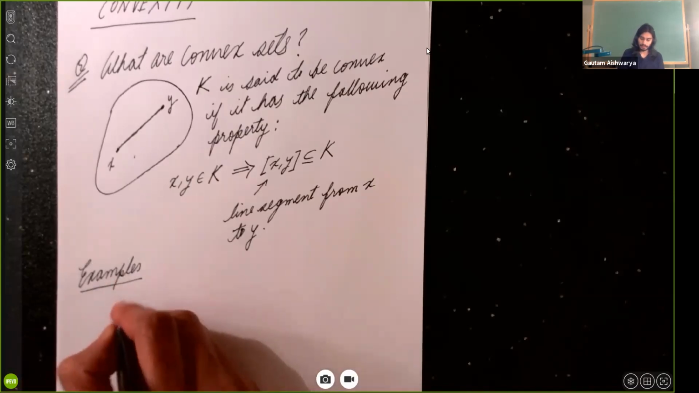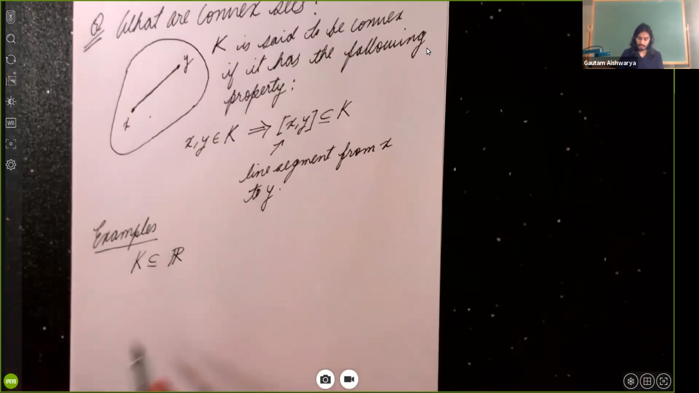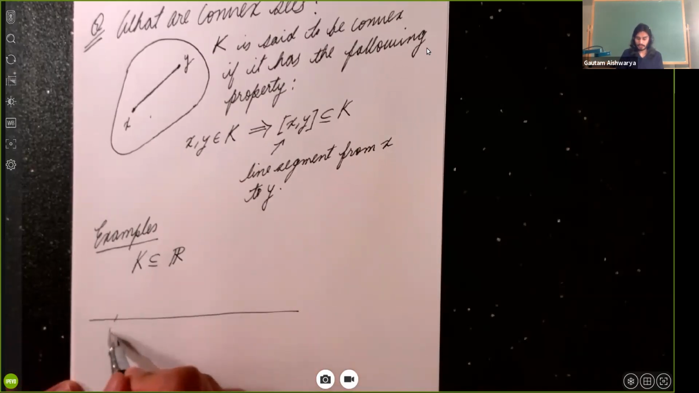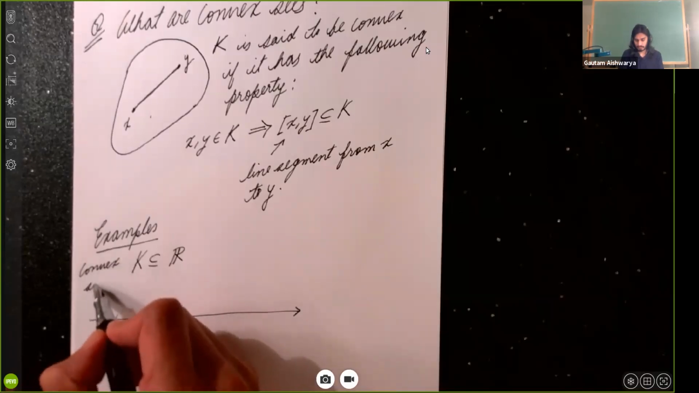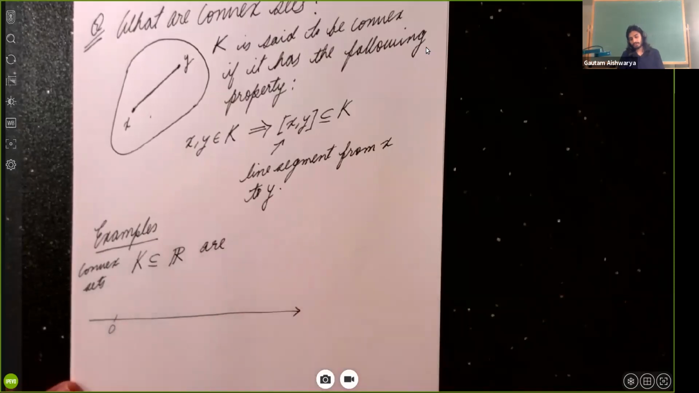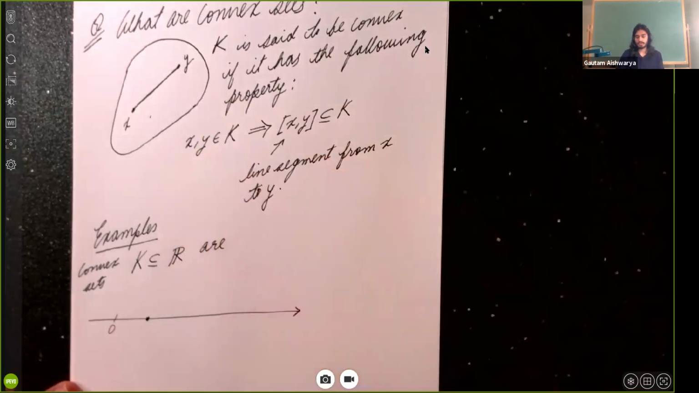Examples. Let's look at one-dimensional examples. I've got a number line over here. I want to know what convex sets are. First of all, if you have just a single point, that is convex. The requirement for convexity states that if you have two points, then the segment should lie in there. So a single point satisfies this criterion trivially.